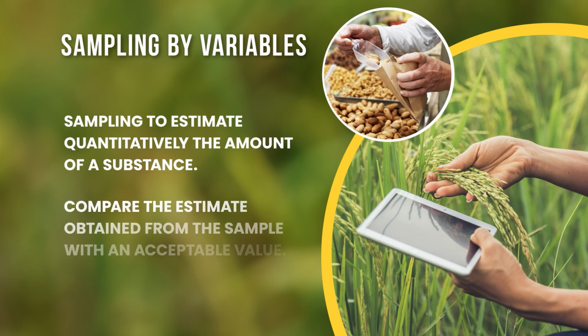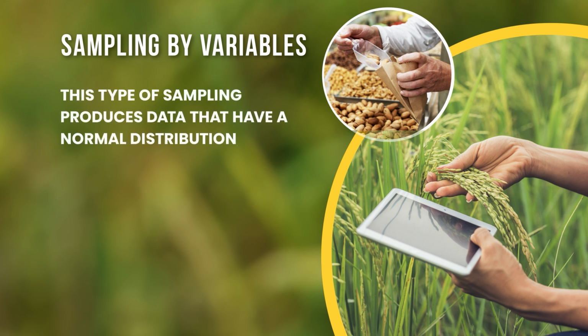So compare the estimate obtained from the sample with an acceptable value. If it is within the limits, then pass the sample. If it is failing that limit, then you fail the sample. So this type of sampling produces data that have a normal distribution. We find out what is the residue level in this, and we normally carry out various kinds of monitoring of products that we export day in, day out. Especially APEDA does this for various kinds of products exported.